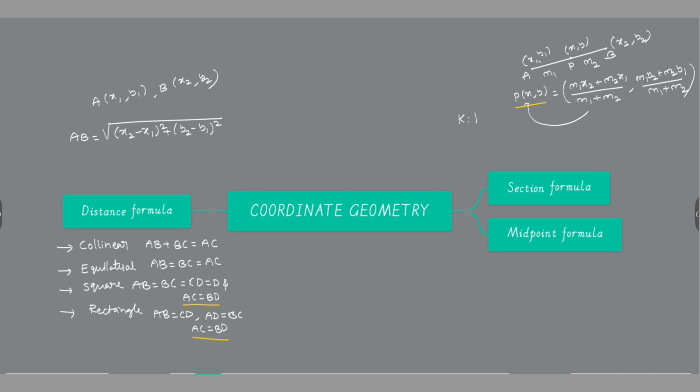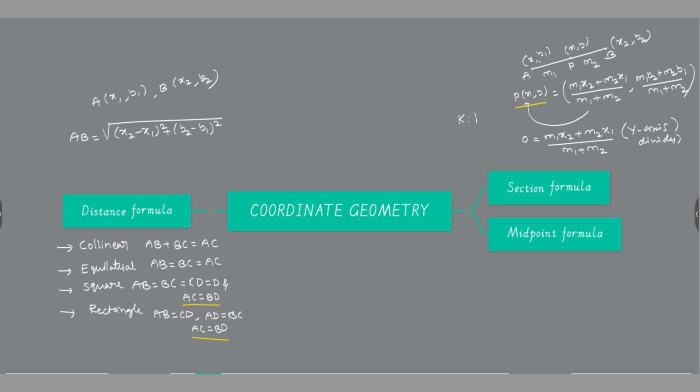Sometimes they ask you to find out the ratio in which the y-axis divides. You can remember this as a formula. Whenever the y-axis divides, x will be 0. In this case, (m1 x2 plus m2 x1) by (m1 plus m2) should be equated to 0. This one we have to use whenever the y-axis divides the line segment.